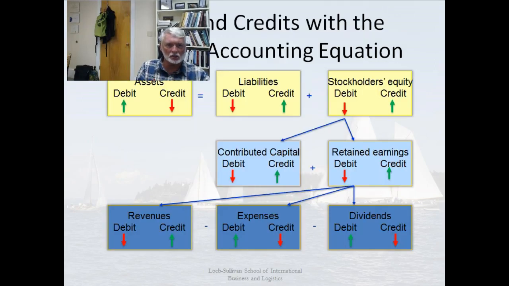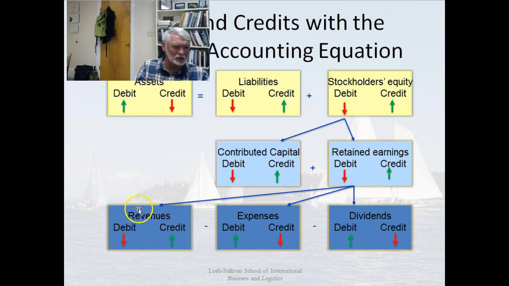So when you see this graph, which you've already seen once before, you've got the same stuff we talked about across the top, but under stockholders' equity, you've got two different pieces, and under retained earnings, you have revenues and expenses. And notice revenues and expenses, the signs are the opposite between revenues and expenses.